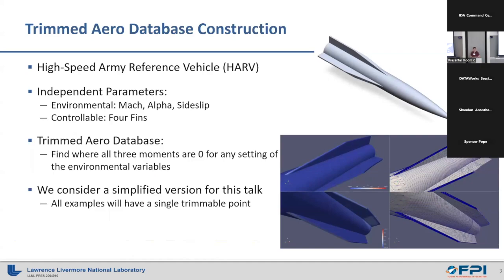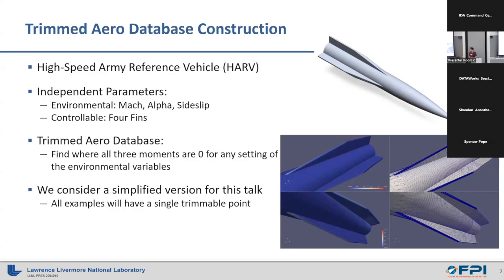The idea is that we can actually reduce the space that we're exploring by finding where 3 of the outputs from the CFD simulation, called the moments, are all 0. That's essentially saying where there's stable flight, as I understand it. And so the goal is we want to build up this database in a case where those outputs are 0 for any of the input conditions.